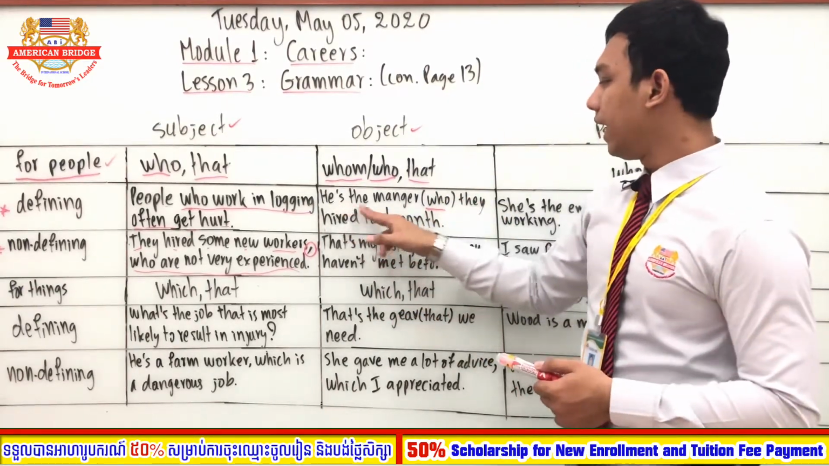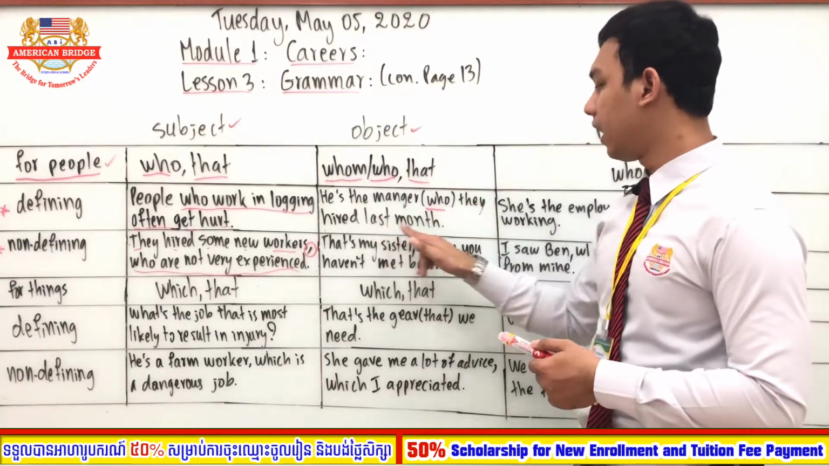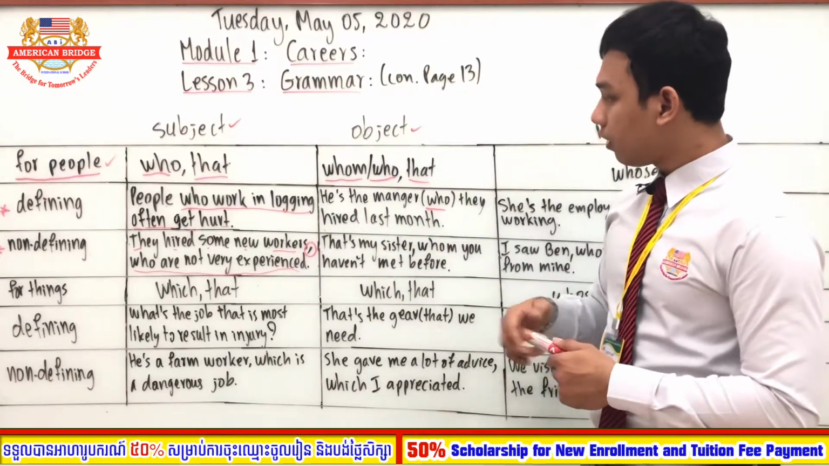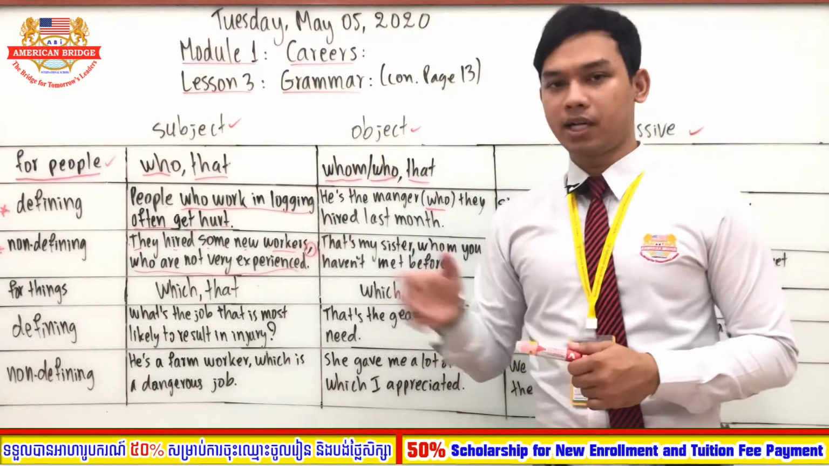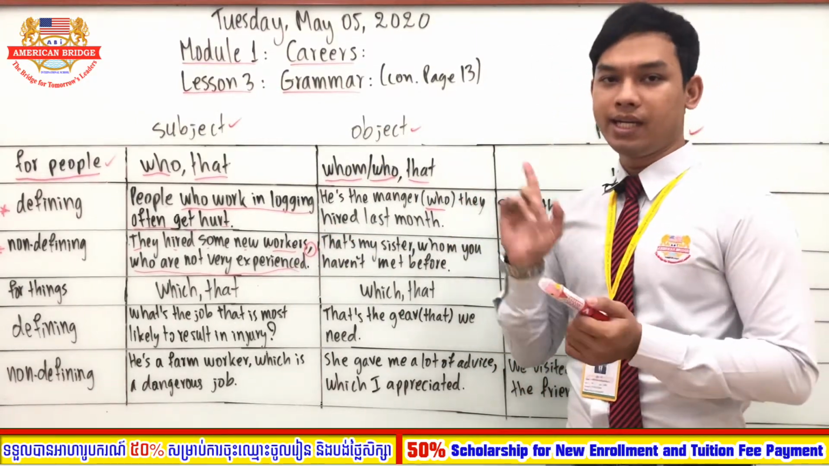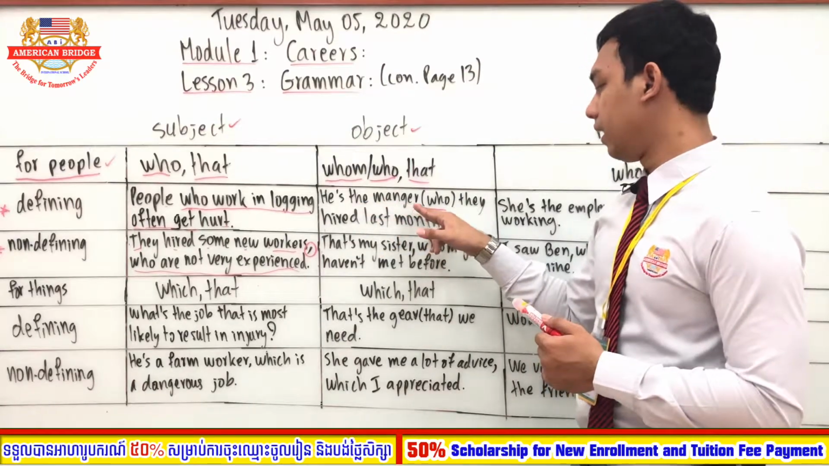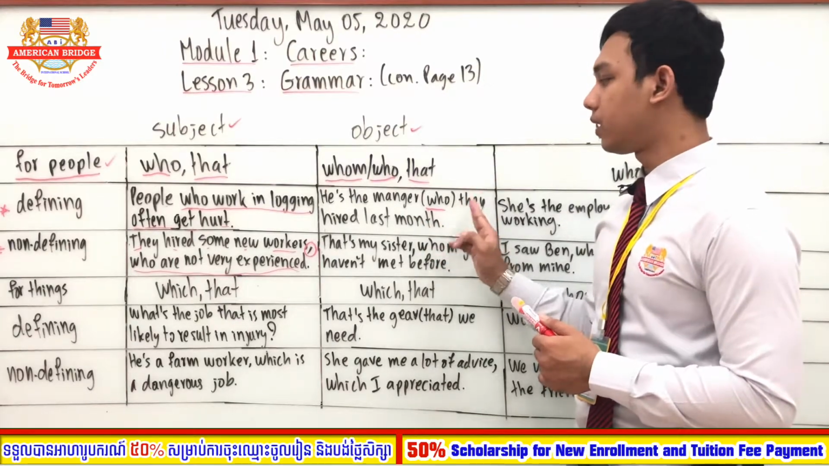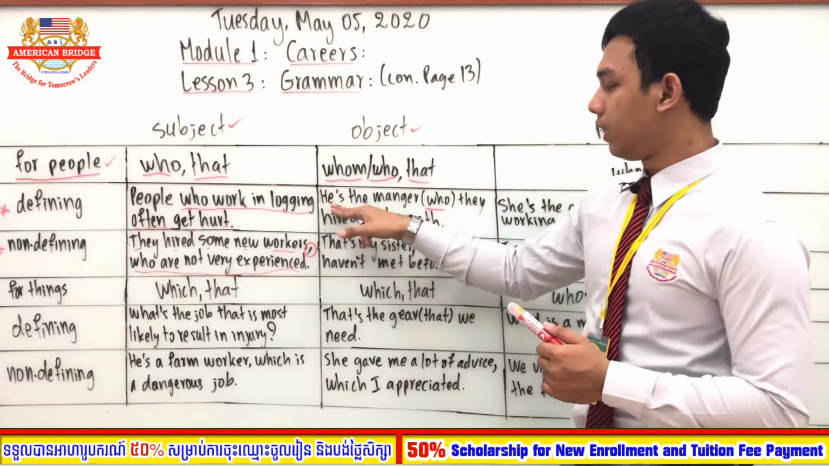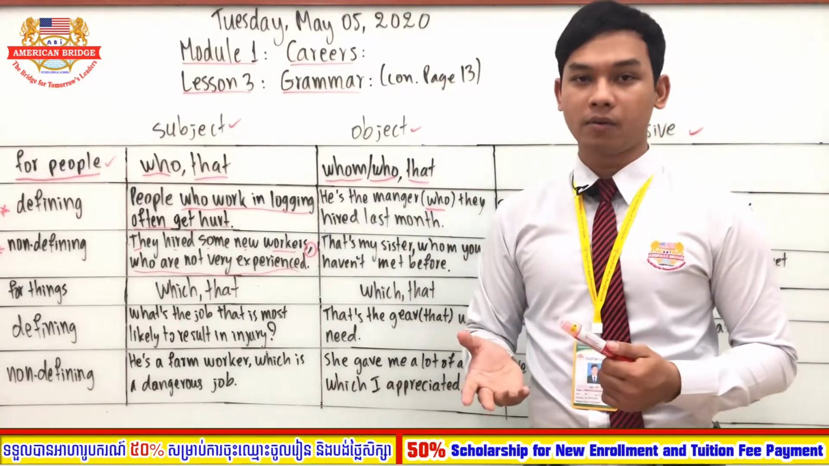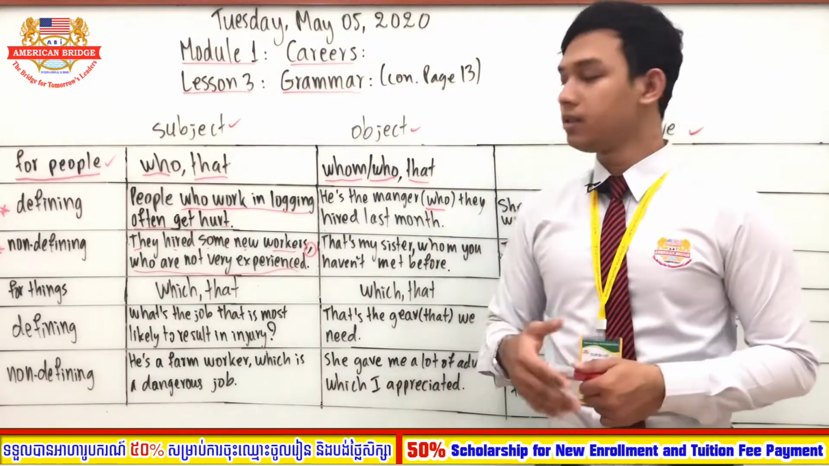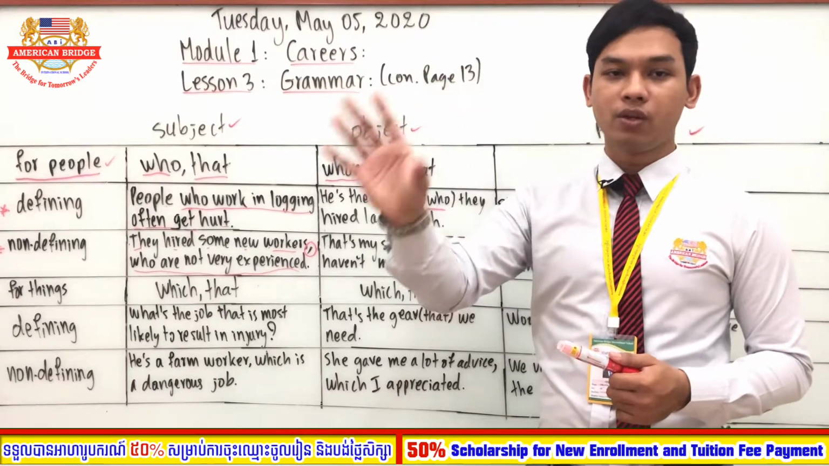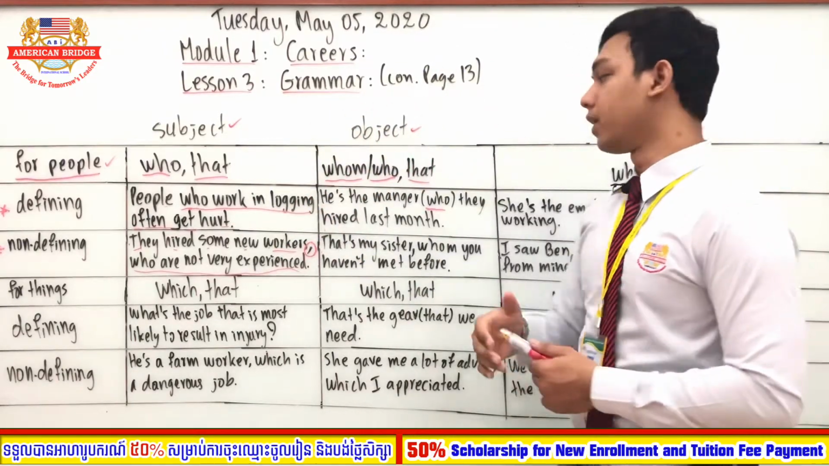Okay. He is the manager who they hired last month. So this is the sentence of the defining relative clause. You can see there is no comma in the sentence, right? We say he is the manager, okay? And they hired last month is very important to the sentence, because if you say only he is the manager, we do not know which one, right? No, we don't know. So when you give this part, they hired last month, we know exactly which manager we are talking about. All right, good.